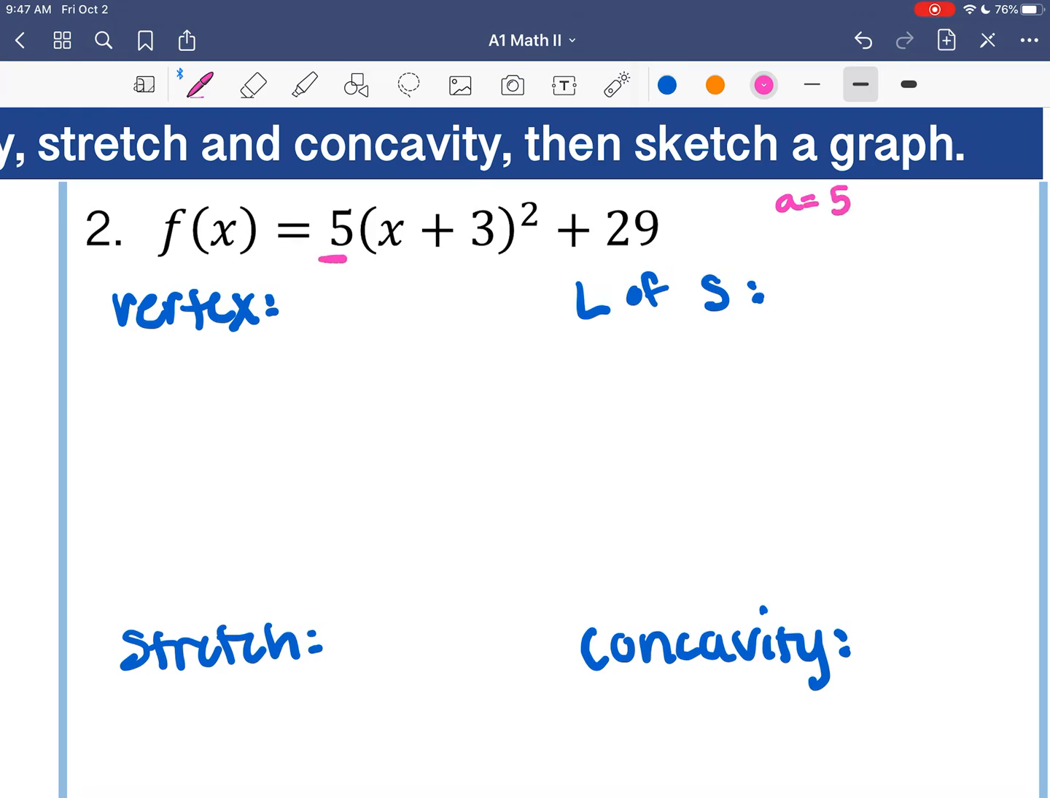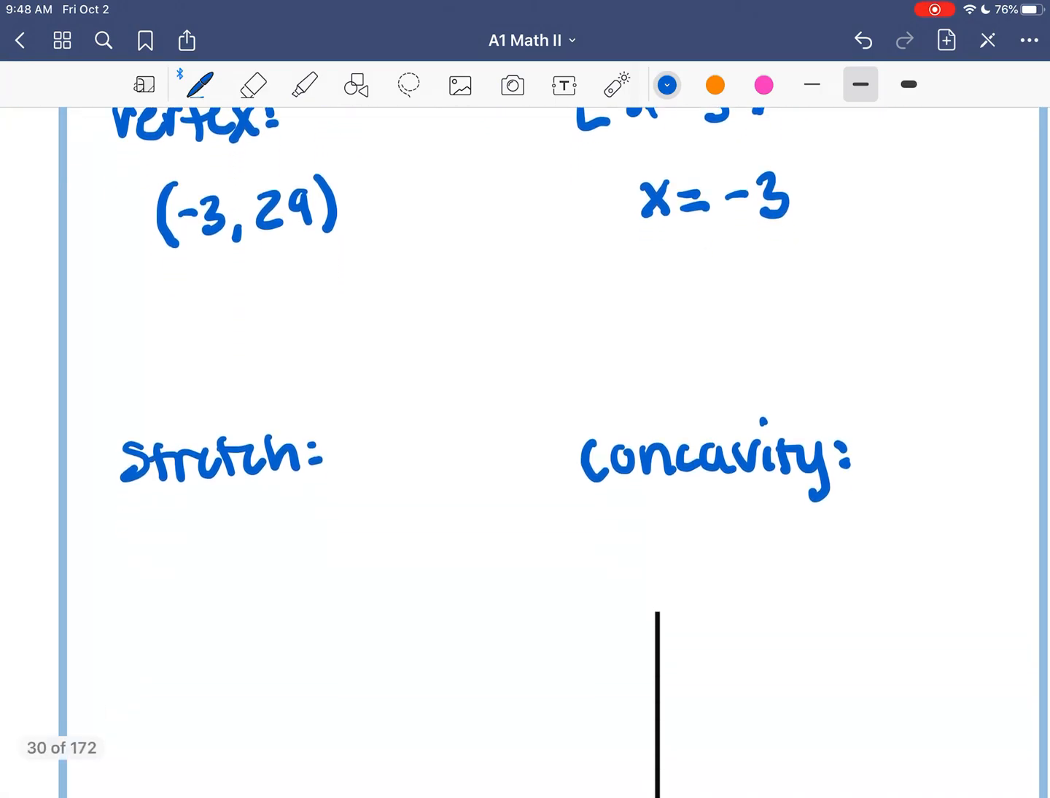This next one, the a value is 5, comes from there. The h value is, so there's a positive 3 there, but the h value is the opposite sign, so it should be negative 3. The k value is the normal sign, same sign. Whoops, I wrote 24, it should be 29. So our vertex, h comma k, is negative 3. That's the h value. k is 29. That's my vertex. Remember, opposite sign, same sign. The line of symmetry is x equals h, which is negative 3.